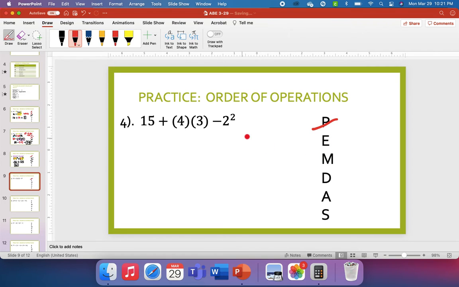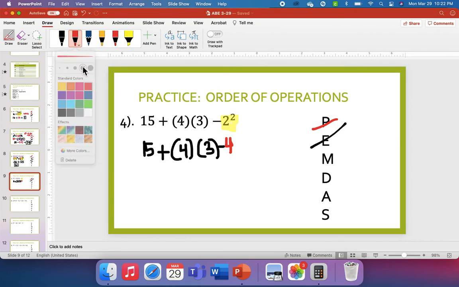I don't have any parentheses to simplify, but I do have an exponent. In this case, 2 to the second power is my exponent, which if I simplify that just equals 4. Okay, I'm going to go ahead and rewrite the equation. It's 15 plus 4(3) minus 2 squared. And when we simplify 2 squared, I was able to get 4. Okay, next, if I look at this expression, I don't have any exponents, so I'm going to go ahead and skip that.